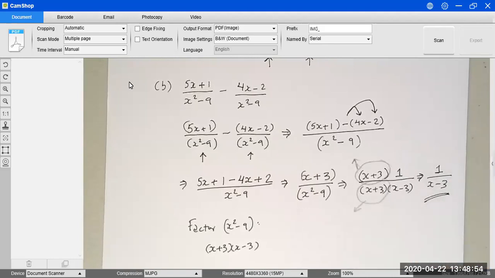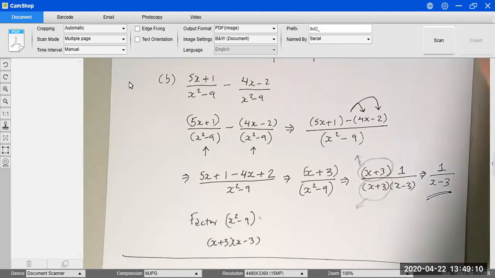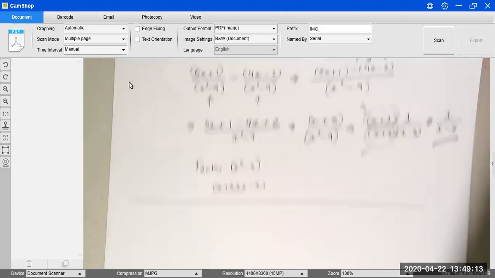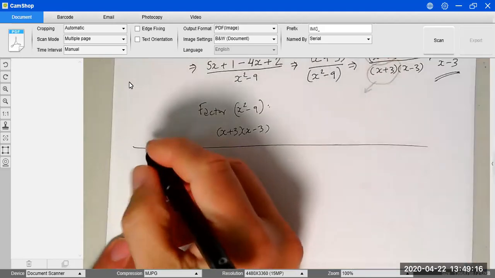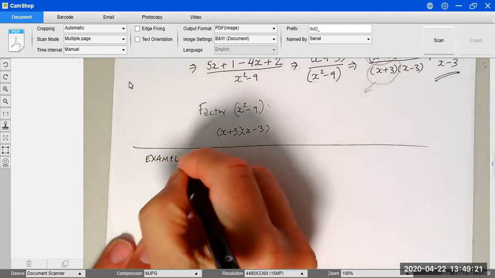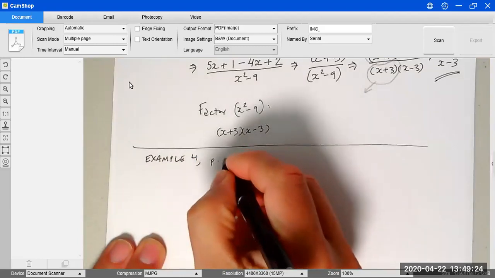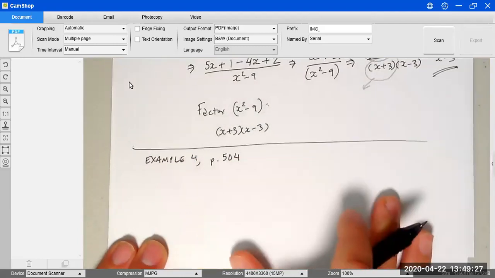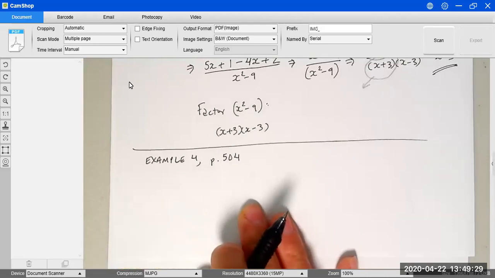Okay, so let's see whether we have another problem. Yeah, we have two more problems, and then you're going to have time to play with this. So let's work two more problems. We're going to work another example. So this is example 4, example 4 on page 504.